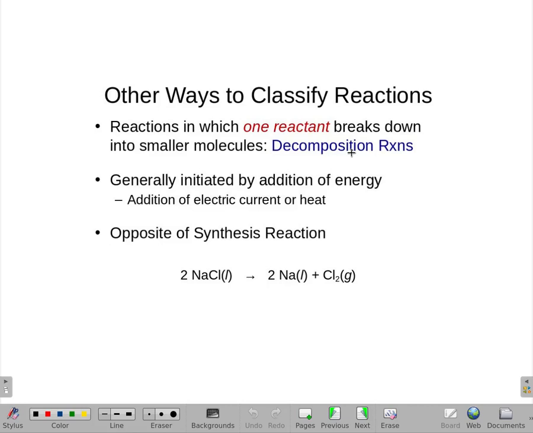And opposite of that, see how I just have one reactant? One reactant turning into multiple products. That is a decomposition reaction. So sodium chloride, putting enough energy in it to separate it back into sodium and chlorine. It is a redox equation, but it's also what we call a decomposition reaction.